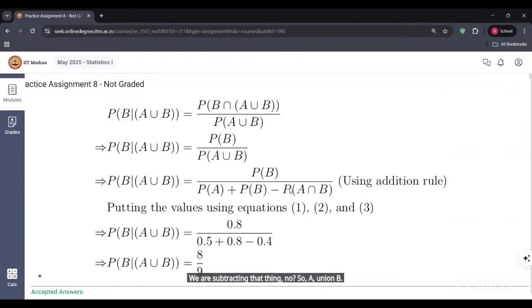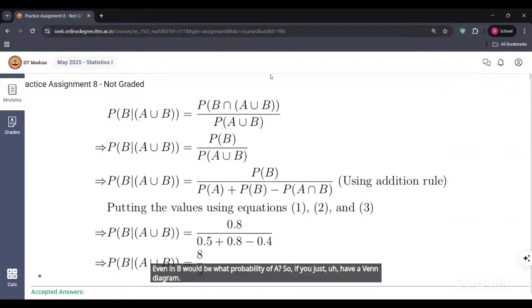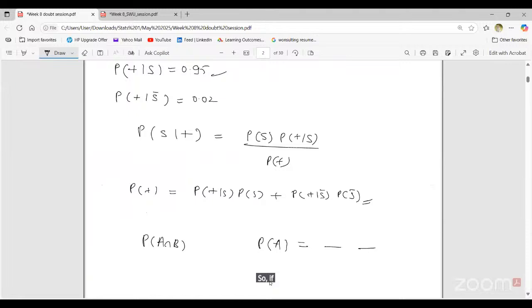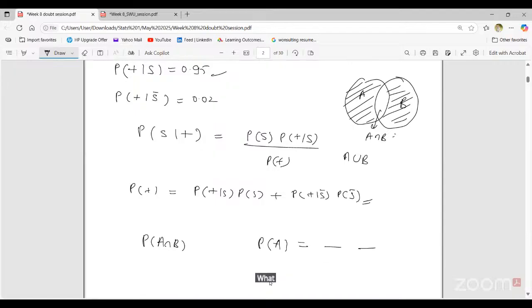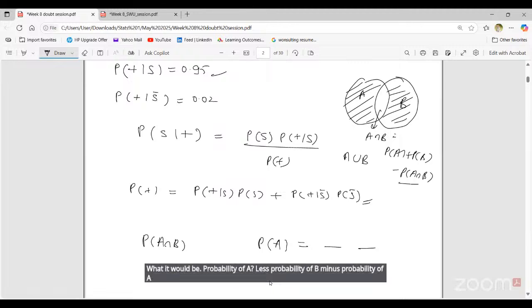A union B would be what? If you just have a Venn diagram, this is my A and this is B, correct? This is A intersection B, right? I need to find out A union B. A union means the whole, so my intersection should not be counted twice, na? A union B will be probability of A plus probability of B minus probability of A intersection B, correct? That is what they are doing.